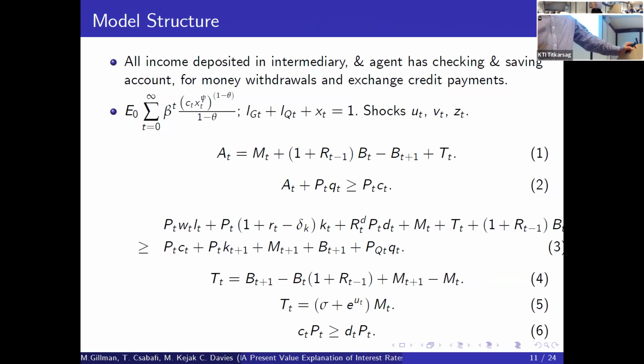In the representative agent model, without having all sorts of gimmicks, the agent can't be a net borrower. You have zero net borrowing from the government.